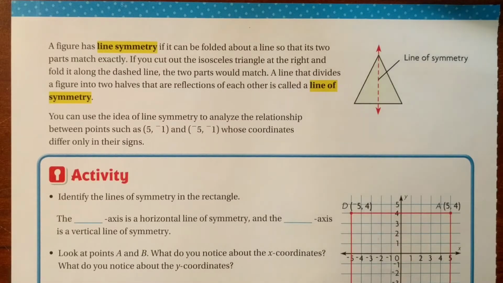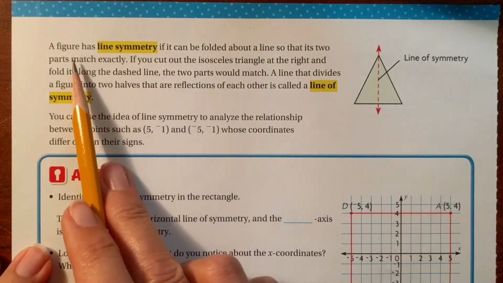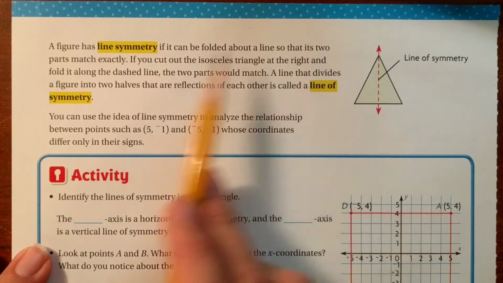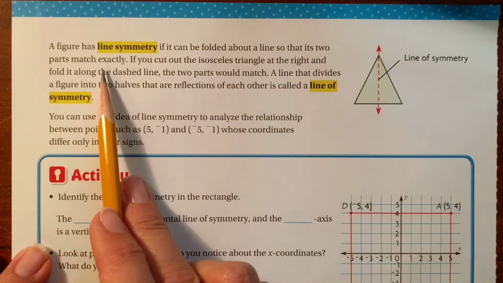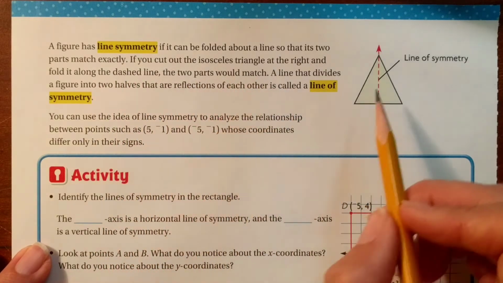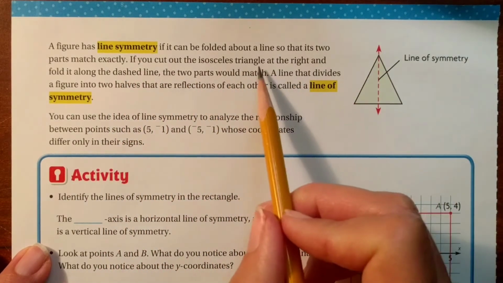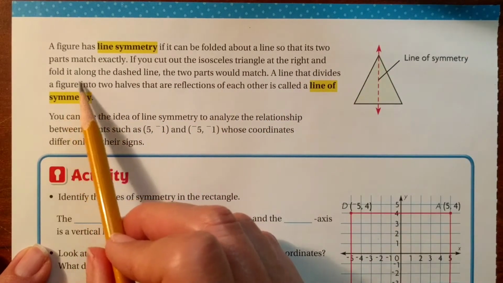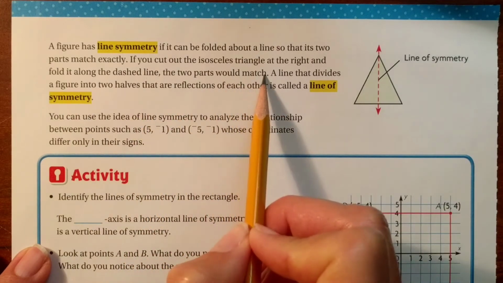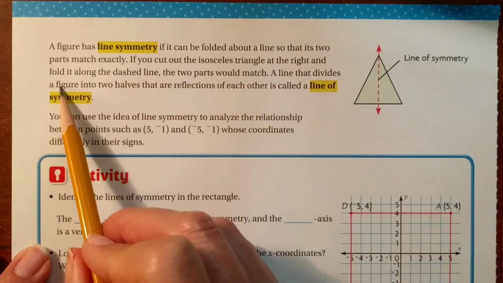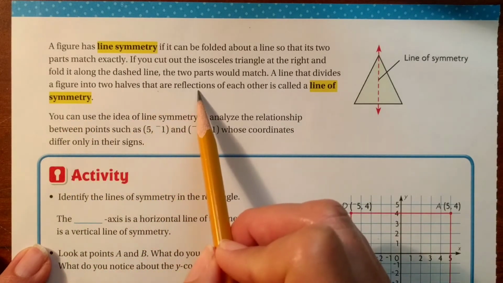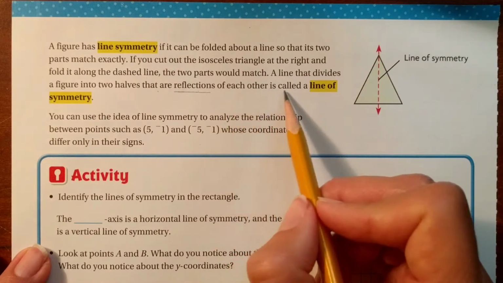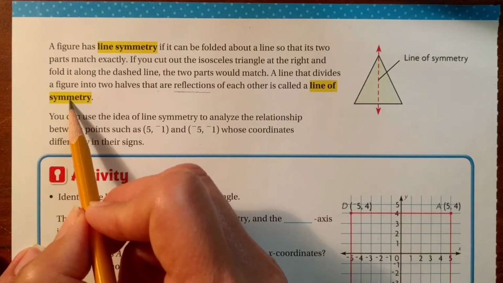Okay, on the back side is the second half of our lesson. A figure has a line of symmetry if it can be folded about a line so its two parts match exactly. If you cut out the isosceles triangle right here at the right and fold the isosceles triangle on the right, fold it along the dashed line, the two parts would match. A line that divides a figure into two halves that are reflections of each other, reflections like in a mirror of each other, is called the line of symmetry.